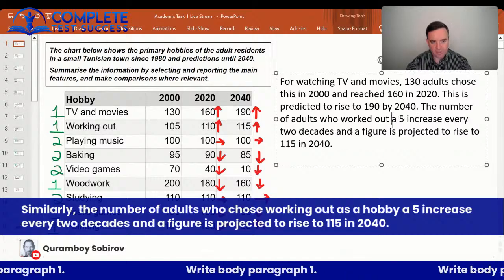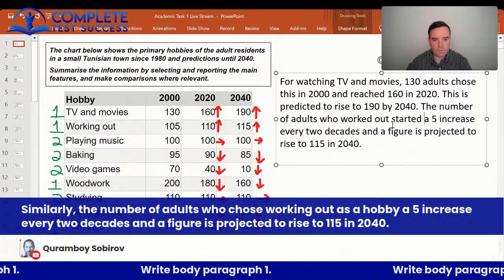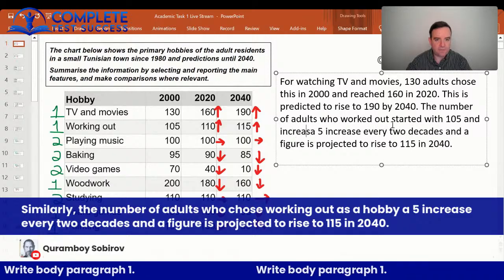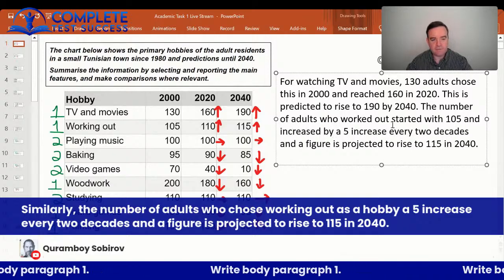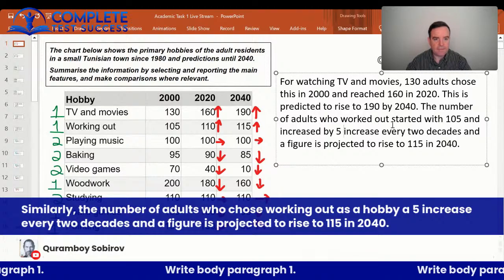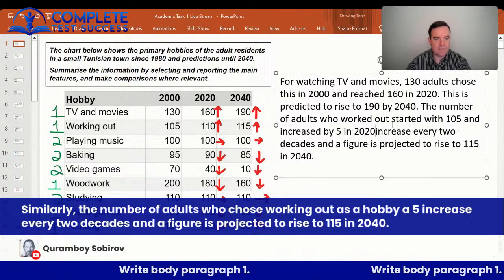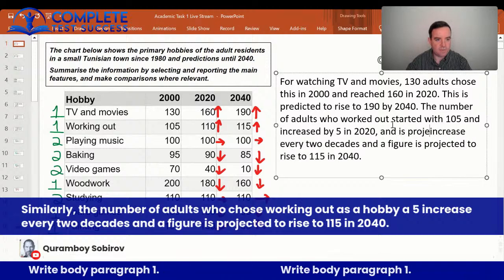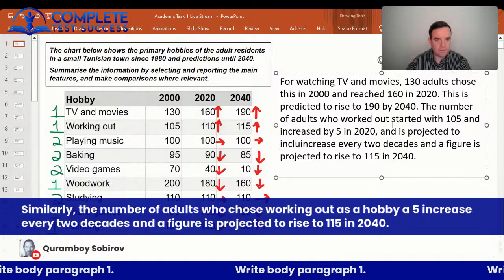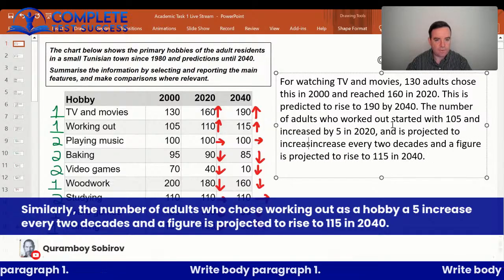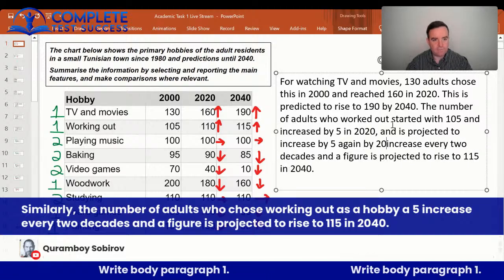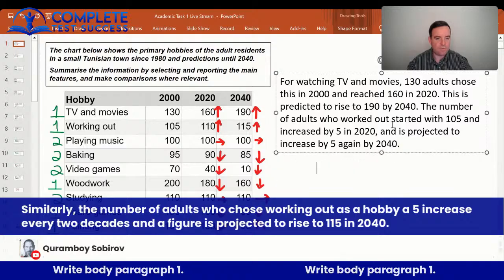and then again I want to keep it short, started with 105 and increased by 5 in 2020 and is projected to increase by 5 again by 2040. That's how I would work with that one.